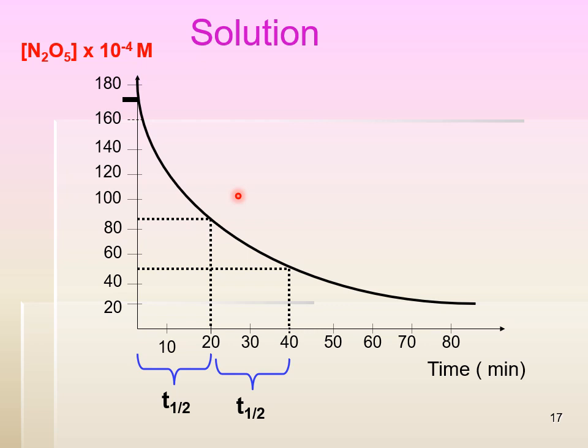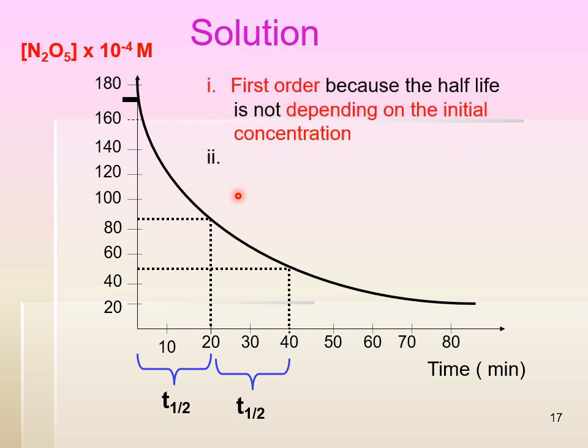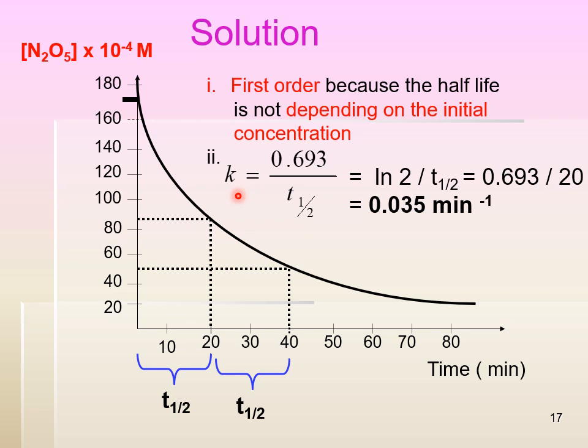All right, the second part of the question is to calculate the K. We know that the formula to get half-life is ln 2 over K. So if we want to get K, we just find it from the formula. So ln 2 over half-life: ln 2 is 0.693, divided by the half-life, 20 minutes, we got 0.035 per minute. So the unit of the rate constant is per minute, and the value is 0.035.